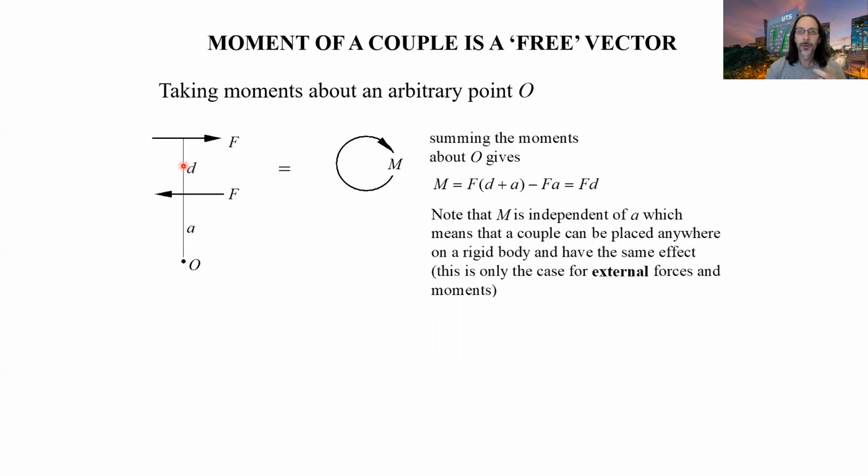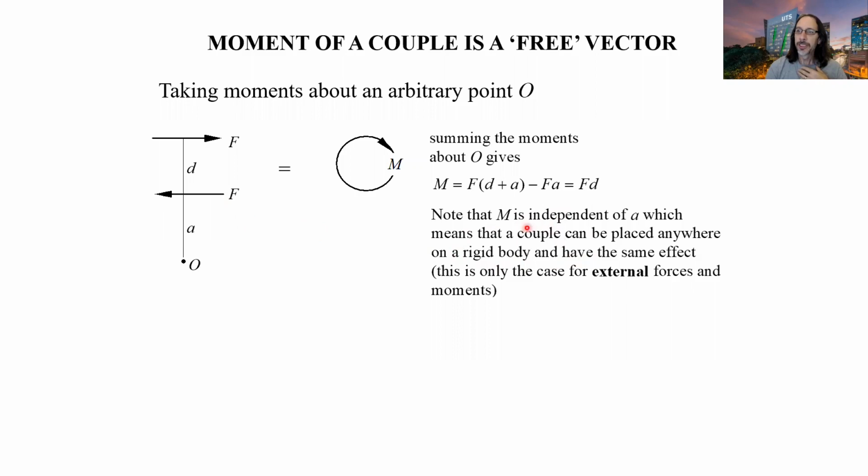All right, so let's think about what would happen if we put point O in the middle here, where I've got the laser pointer, and do our maths. Taking clockwise as positive again, we would have F times D over 2 plus F times D over 2. So 2 times F times D over 2 equals F times D. So no matter where we choose our arbitrary point, the net moment of a couple will be force times distance between the two forces.